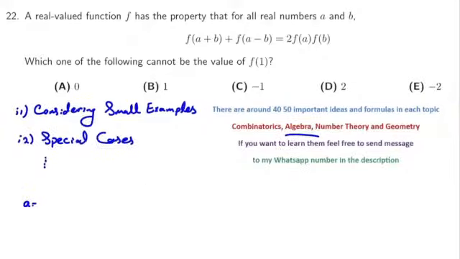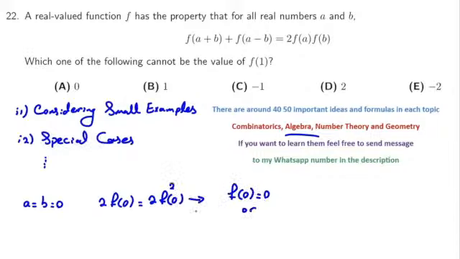So here, if you replace a and b with 0, then 2f of 0 equals 2 times f of 0 whole squared. So we can say f of 0 is 0, or if f of 0 is not 0, we can cancel 2 and f of 0, and f of 0 is 1.